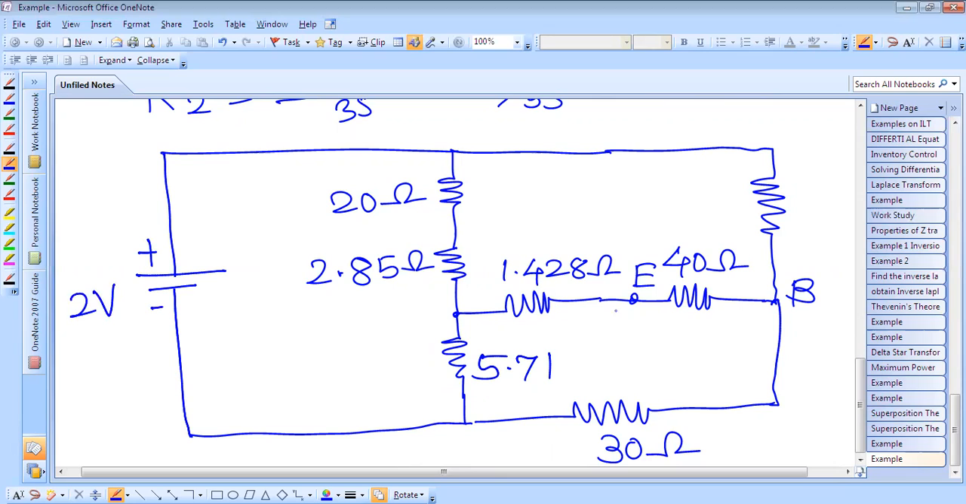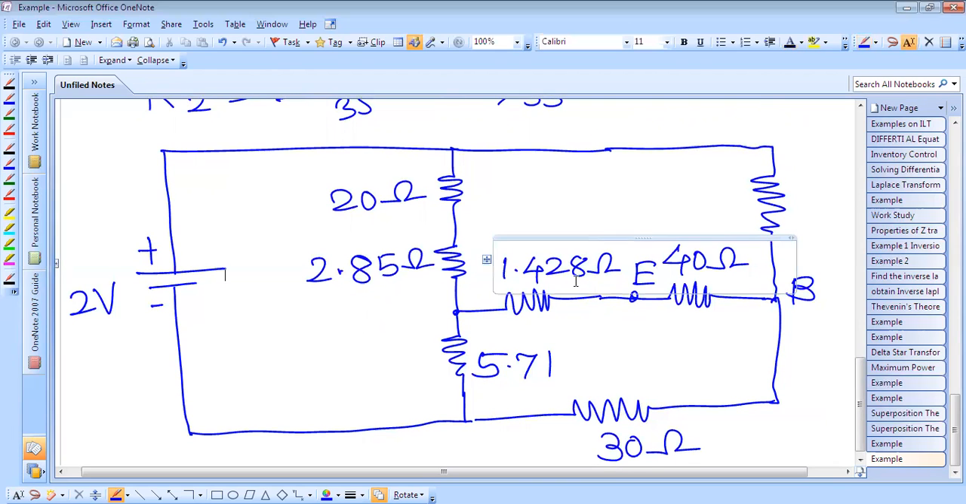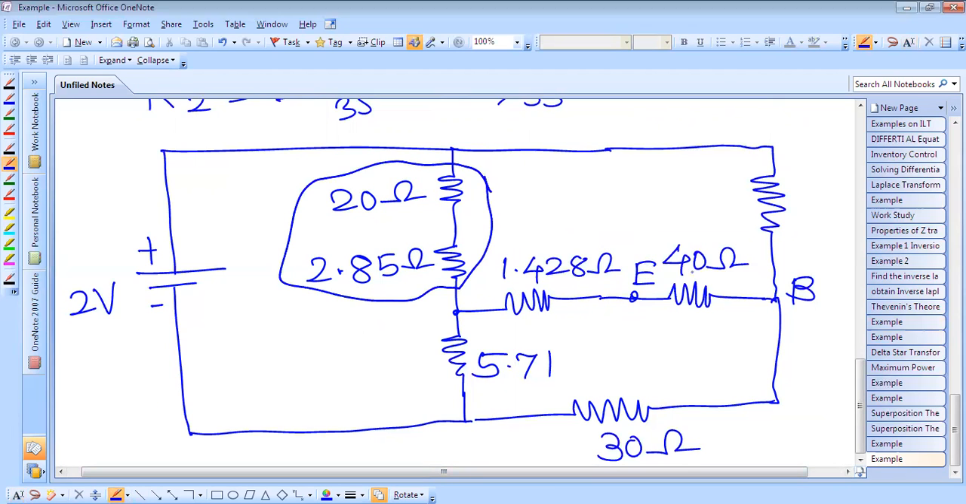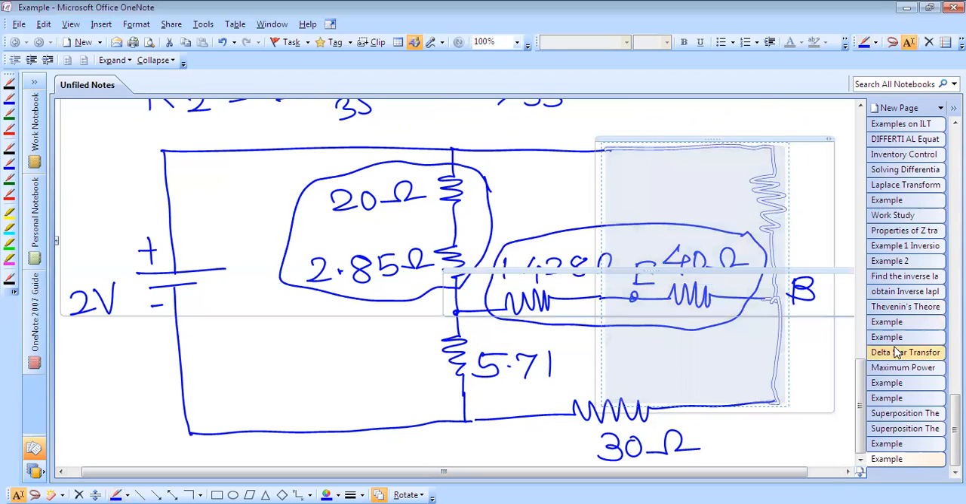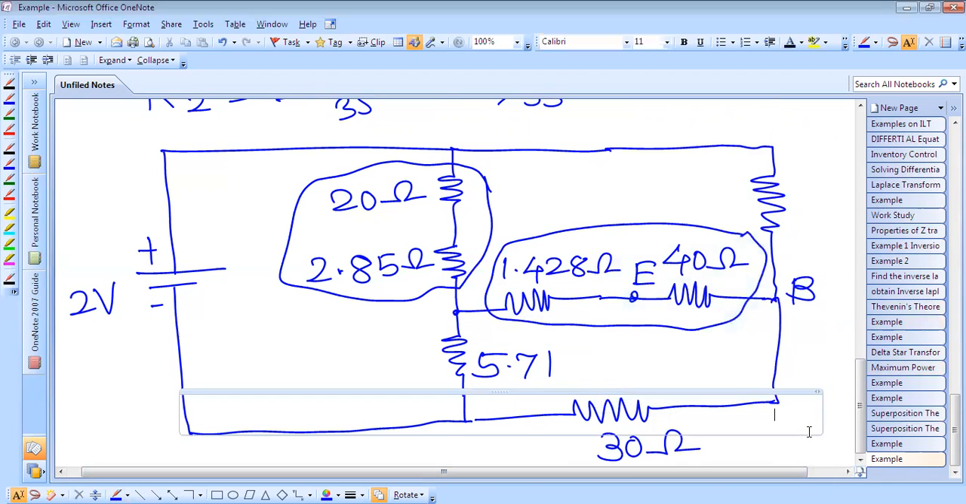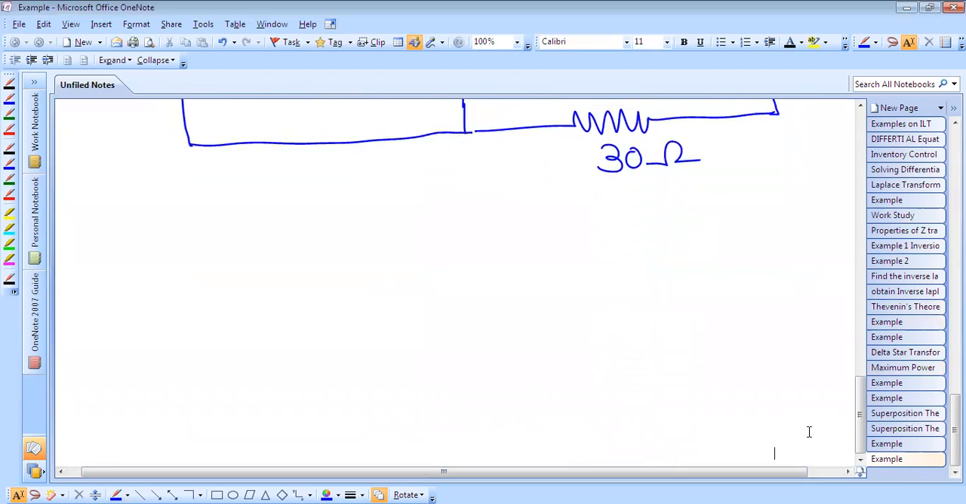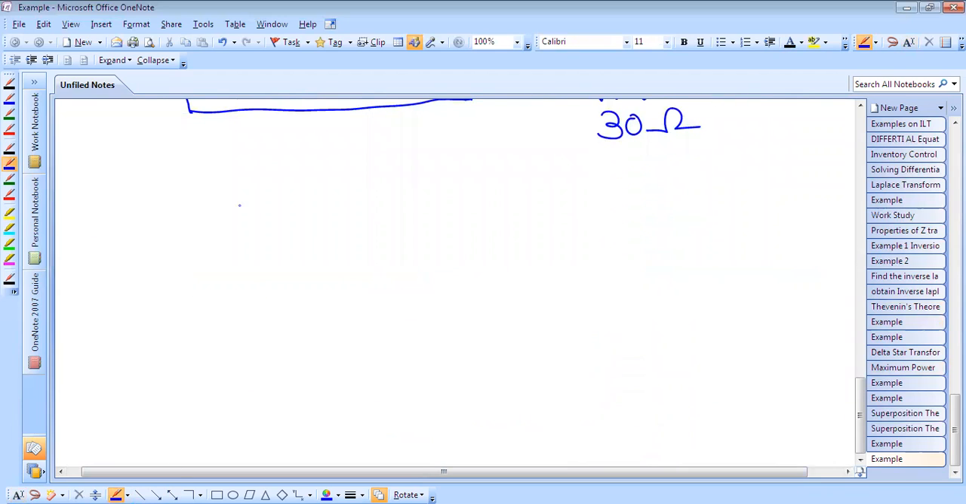Okay, now we can further modify the circuit. We will add these two resistances, as they are in series. We will also add this resistance, as these two resistances are also in series, and we'll further modify the circuit. It will become very simple now to apply the KVL.